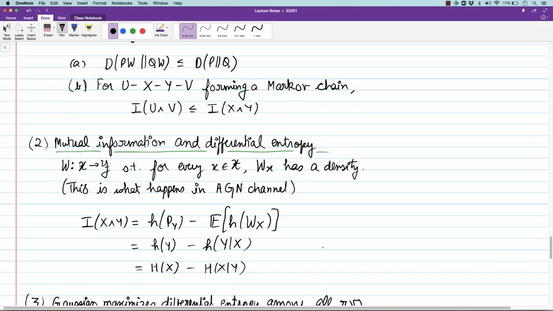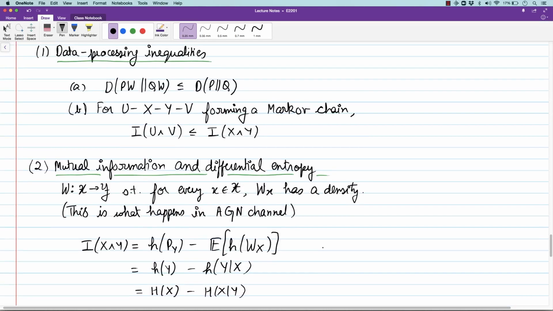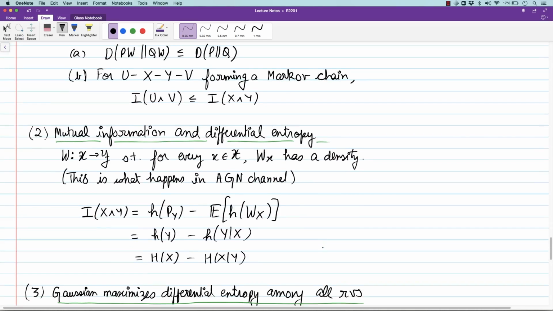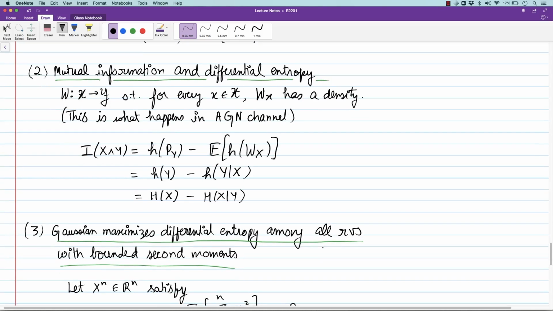So we have all our tools ready for handling the additive Gaussian noise channel. We have defined Kullback-Leibler divergence, we have defined differential entropy, we have noticed the data processing inequalities still hold, divergence is still non-negative, and mutual information can be expressed in terms of difference of differential entropy or difference of entropy, but you have to be careful. Only when we have densities can we talk about difference of differential entropy, and if we have PMFs we can still talk about difference of entropies.